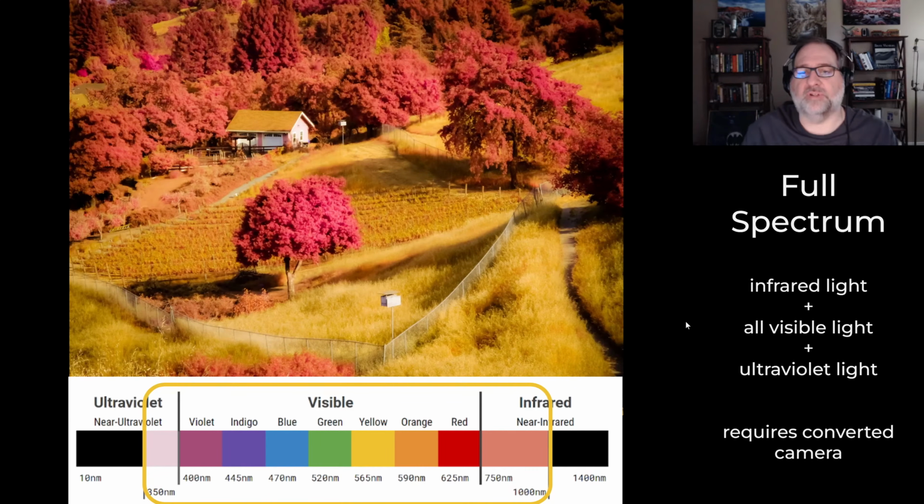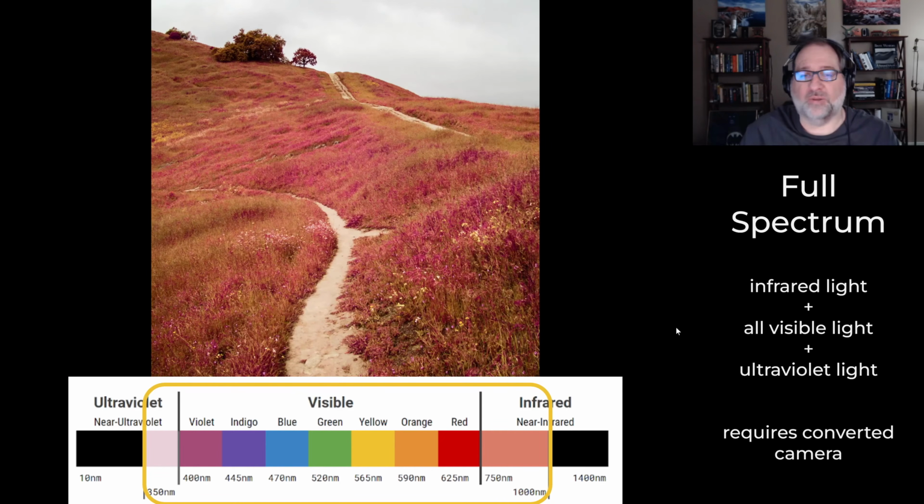The next style is full spectrum. So this is where we're capturing all of the light. So we're capturing infrared light, all visible light, and ultraviolet light. This also requires a converted camera. The hot mirror is removed and then replaced with a clear filter. So now the sensor can see all of these forms of light. The resulting images tend to have very red and violet casts because your camera is going to interpret the infrared as red, and it's going to interpret the ultraviolet as violet. And so that will tend to create a particular cast in those styles of images.